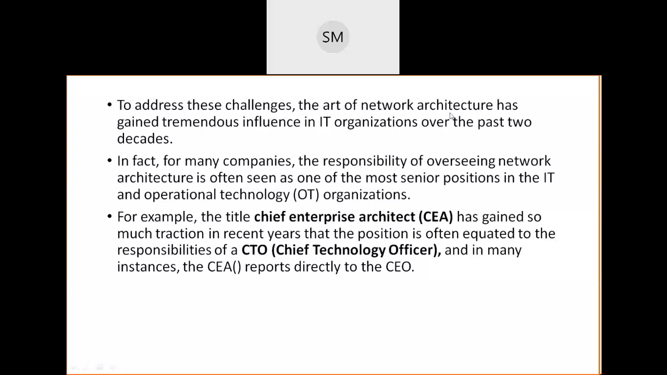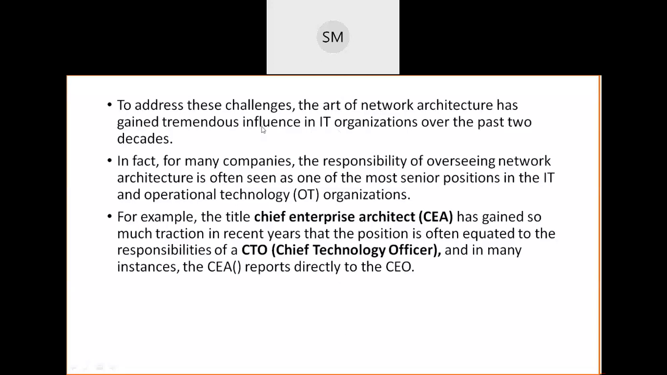To address these challenges, the art of network architecture has gained tremendous demand nowadays. Who builds the network? Who constructs the network? It is just like an art, the art of network architecture. Who knows this very well? Who knows how to construct the network? For them, nowadays there is a huge amount of demand in IT. So that is what I am telling you now.